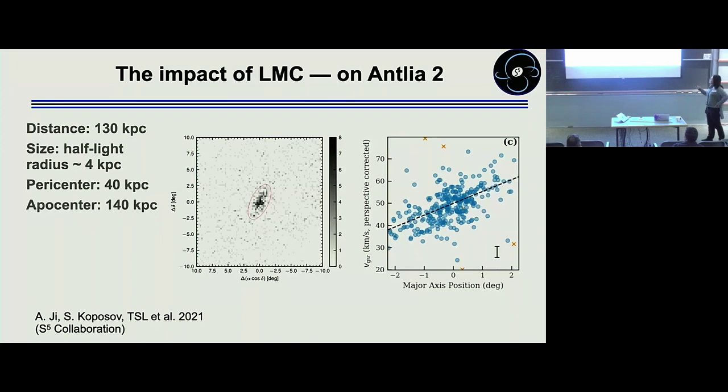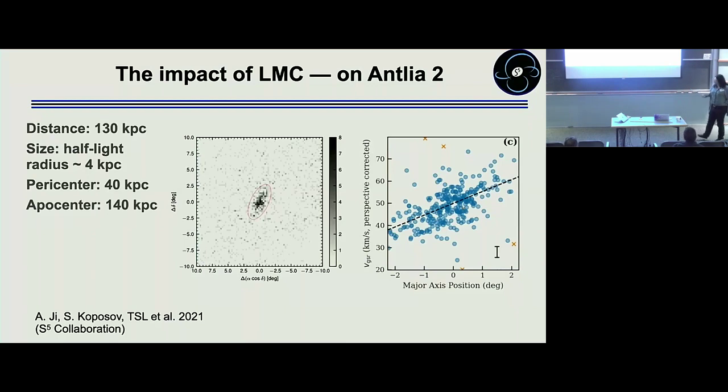It has a current distance of 130 kiloparsec. The half-light radius of it is 4 kpc, so it definitely fulfills the ultra-diffuse galaxy definition. Its pericenter is at 40 kiloparsec, so not that close. Its apocenter is at 140 kiloparsec. And this is how it looks on the sky. So it's highly elongated, and the semi-major axis is basically 4 kiloparsec.